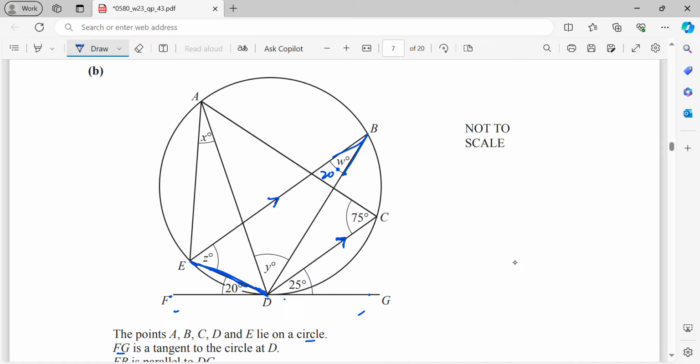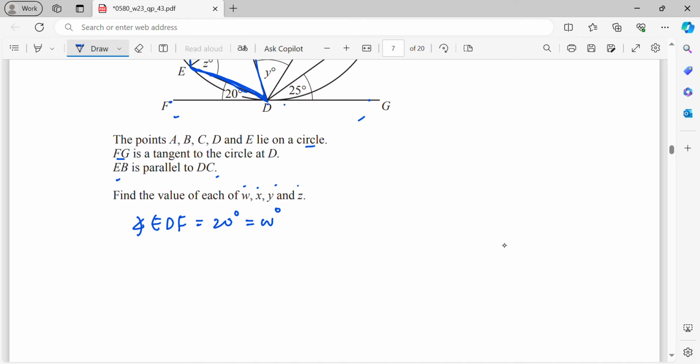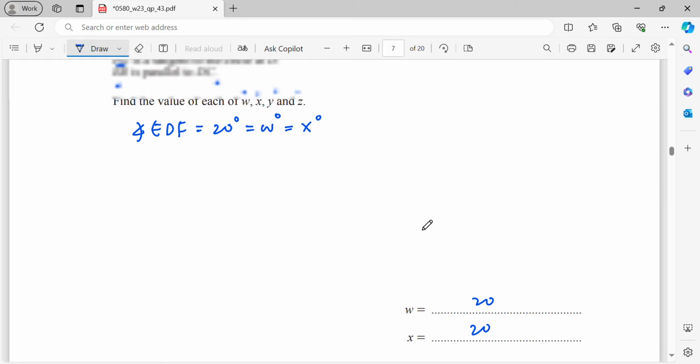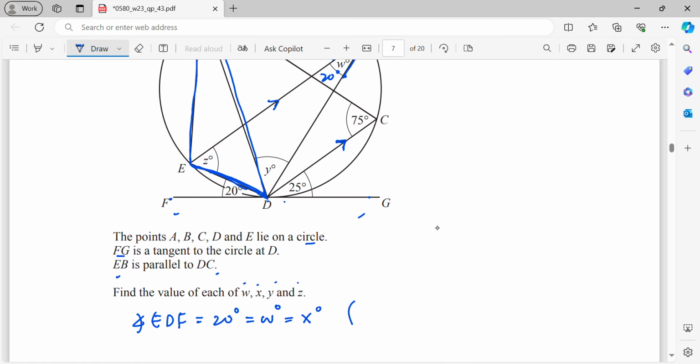And then at the same time, this chord also subtends the X. So therefore, the X is also W degrees. So this is the same as X degrees as well. So we have found the X and W, which is 20, by using the alternate segment theorem.